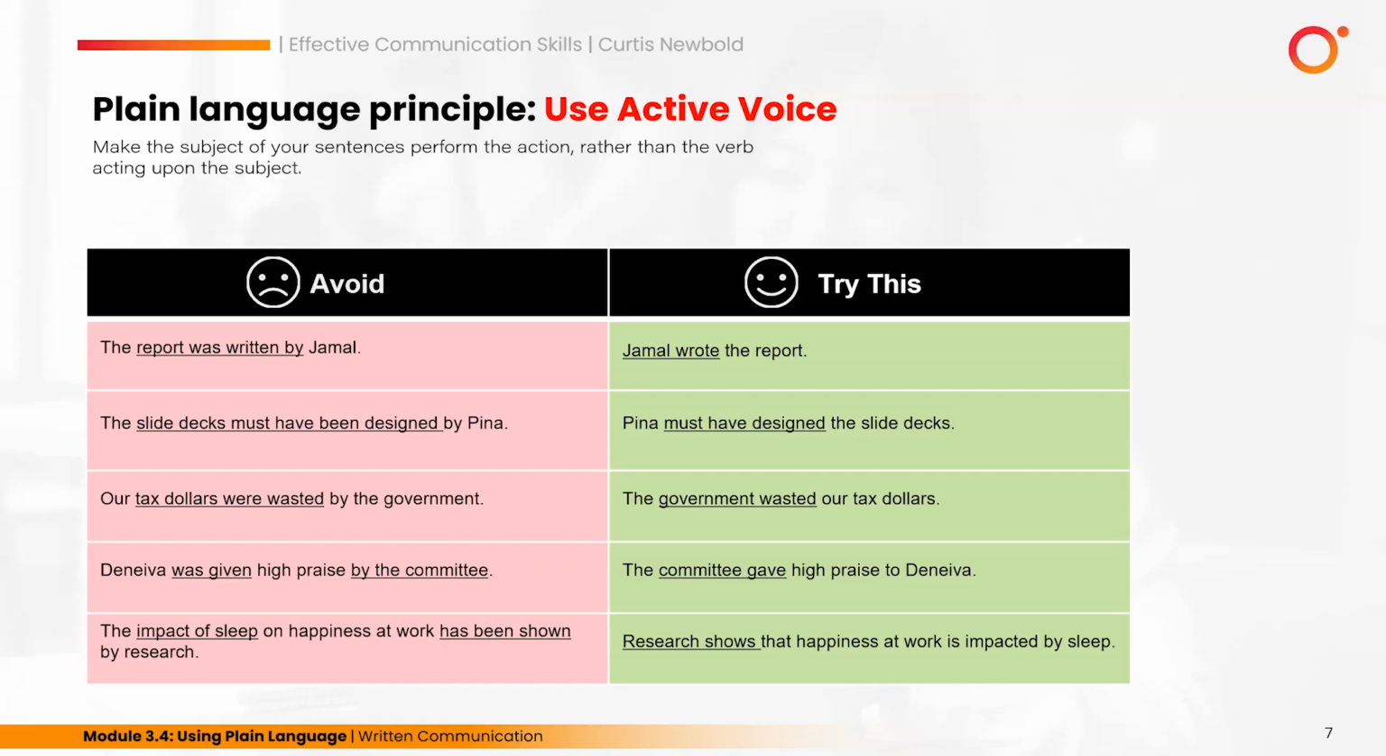The second example there, the slide decks must have been designed by Pina. You can see if you flip that, Pina must have designed the slide decks. A little bit easier to understand there. Our tax dollars were wasted by the government. On the right side, the government wasted our tax dollars. Even though each of these makes sense and we can understand and follow them, the one on the right is clearer and more direct. We know who is using the verb there, who's making the action.